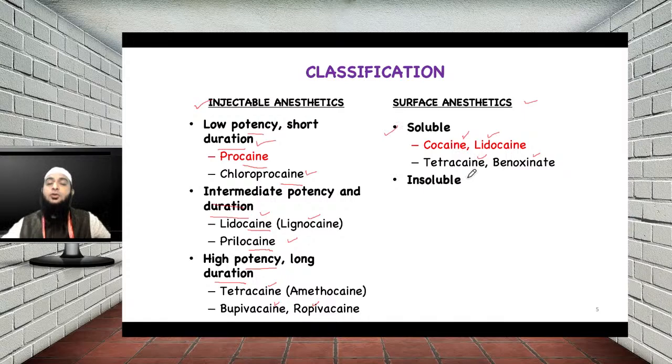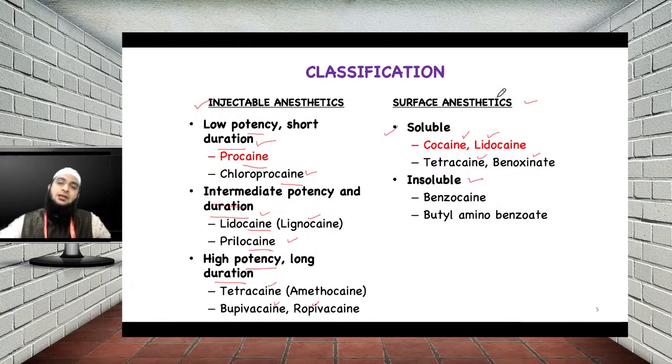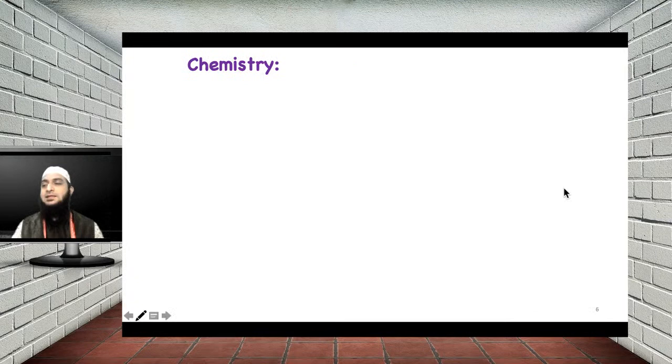The second one is insoluble surface anesthetics. These are drugs like benzocaine and butyl aminobenzoate. The only difference is that the first category is soluble in water, and the second category, like benzocaine and butyl aminobenzoate, is not soluble in water. Accordingly you can decide what dosage form is to be created. For those which are not soluble in water, you especially prefer emulsions and lotions, so that they can be applied at the part where you want to perform the local surgery. So this is about the classification of local anesthetics, which is a very important aspect of the local anesthetics chapter.